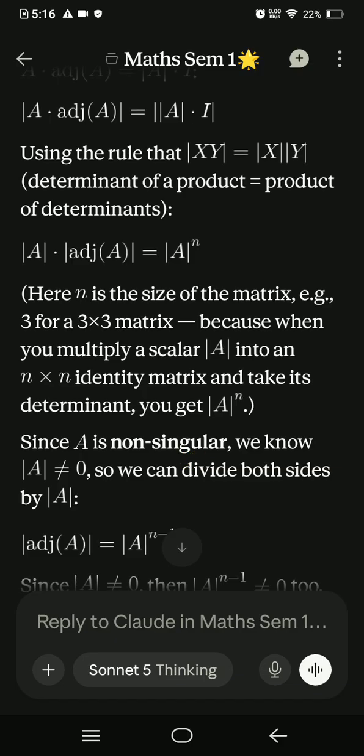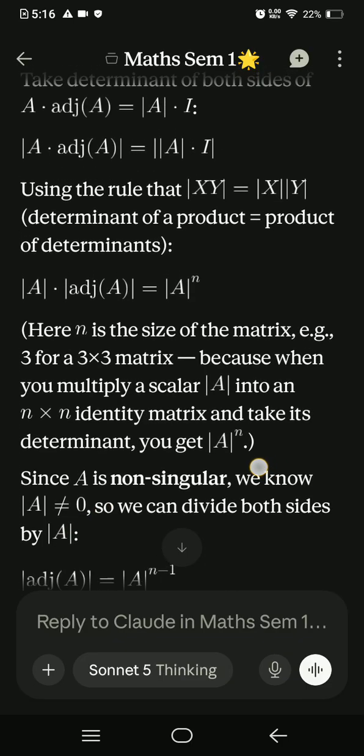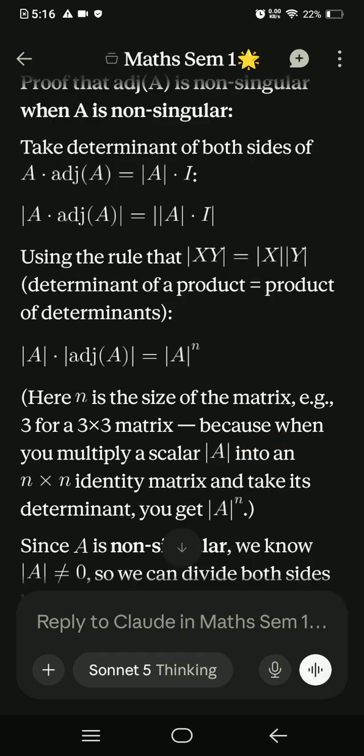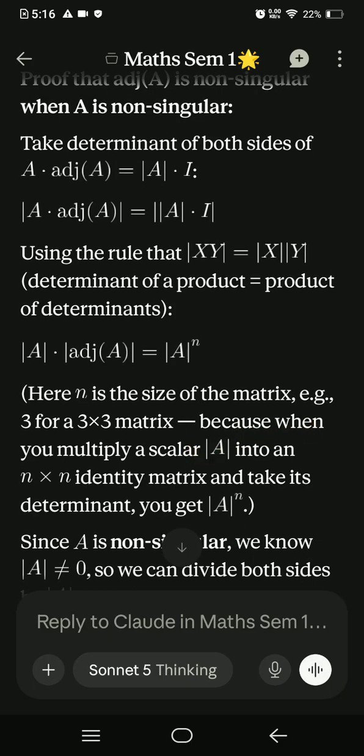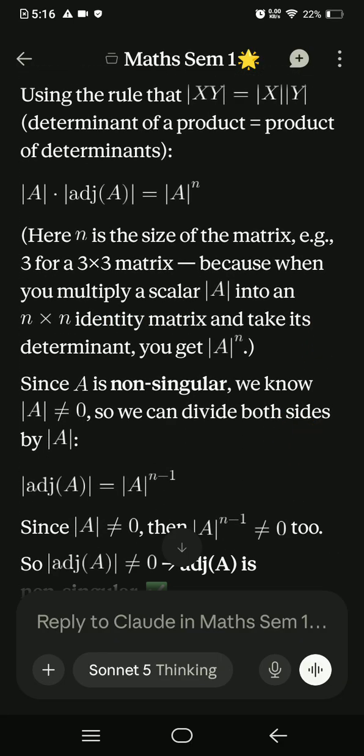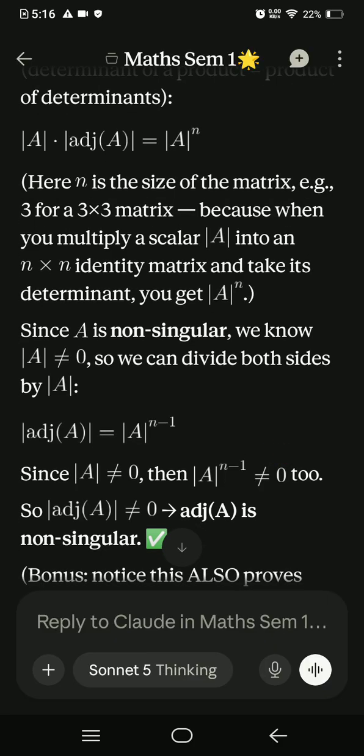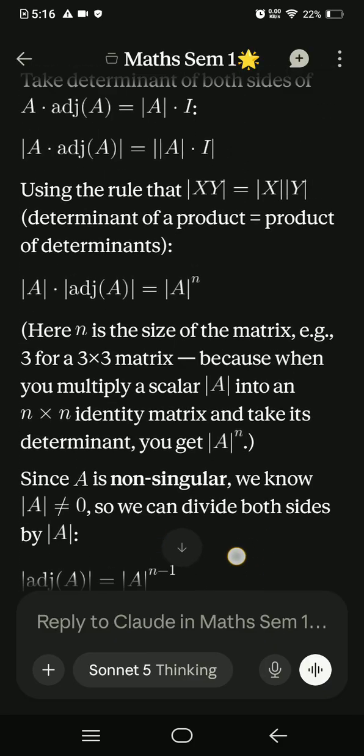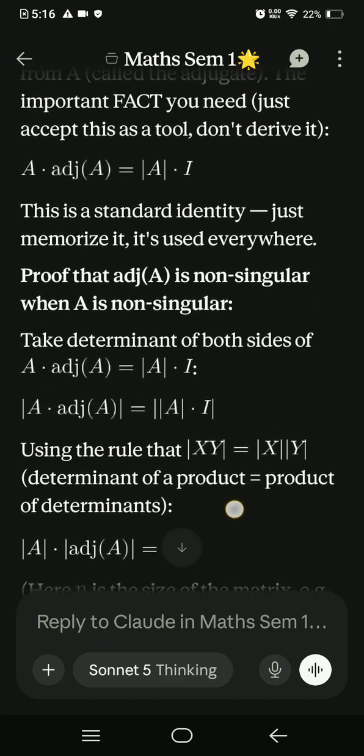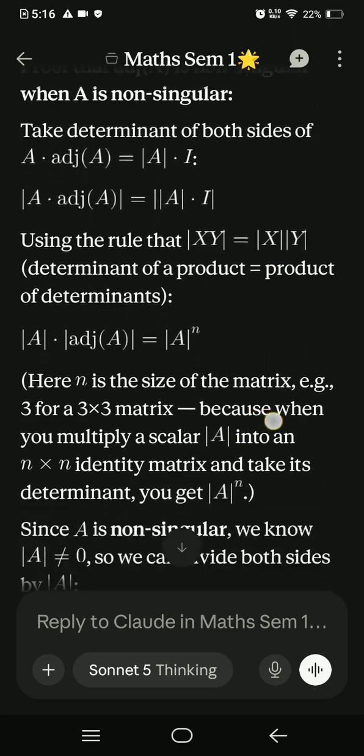Anyway, since A is non-singular, we know this is not equal to 0. But how do we know that? Because when you multiply a scalar into an identity matrix, this is not equal to 0, so we can divide both sides by this determinant of A. So we are assuming it not to be equal to 0.